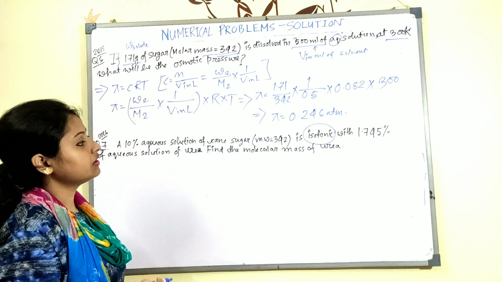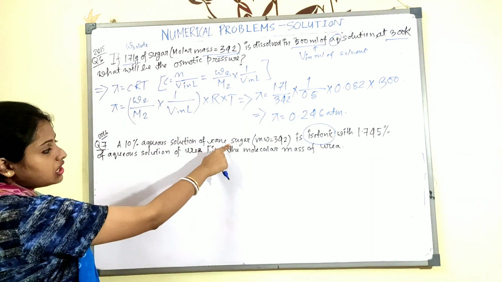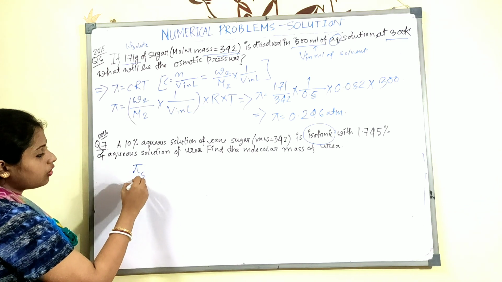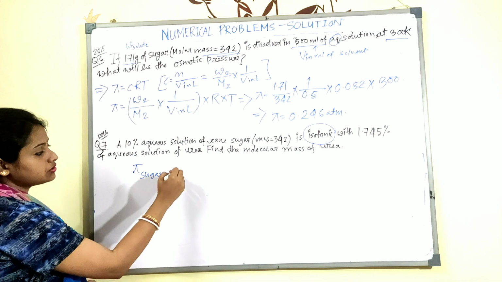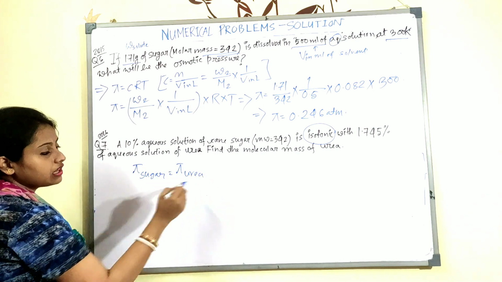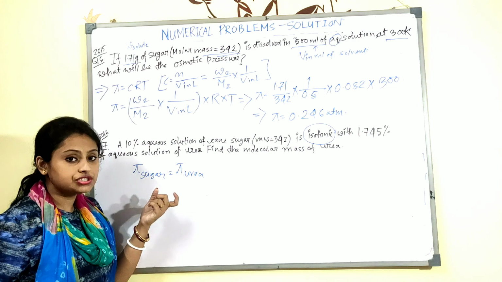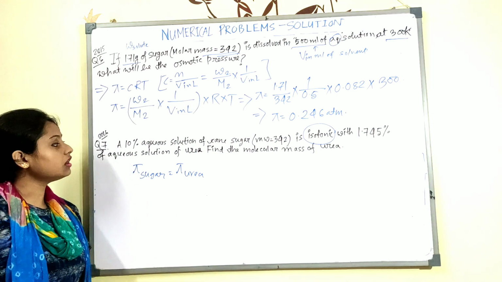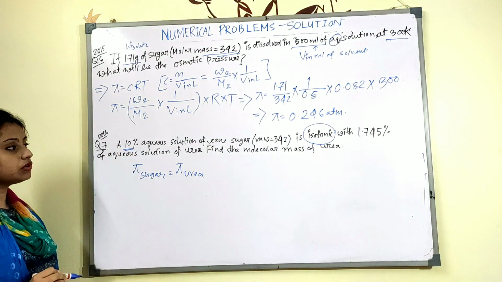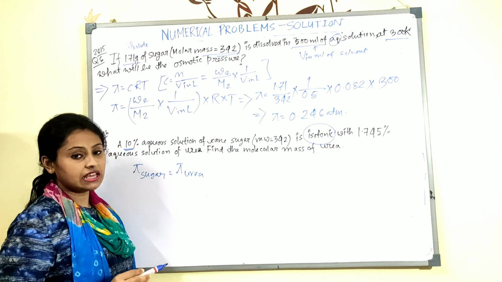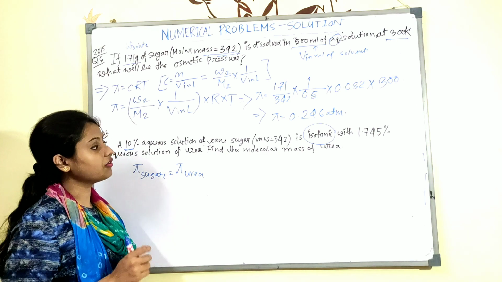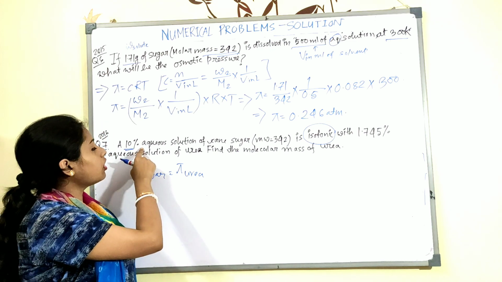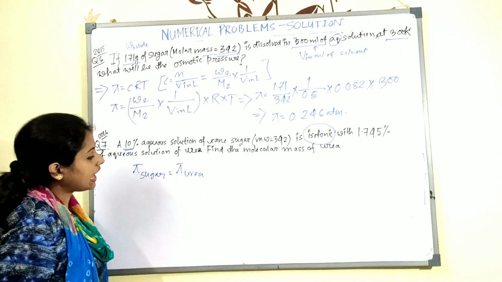Now the solutions of sugar and urea are isotonic. So we can easily write pi of sugar equals pi of urea. This is already told in the question. This is the mathematical form of the representation. So pi of sugar we have known: 10% aqueous solution of cane sugar. That means if the volume of the solvent is 1 liter, the amount of sugar dissolved will be 10 gram. So can we write this?